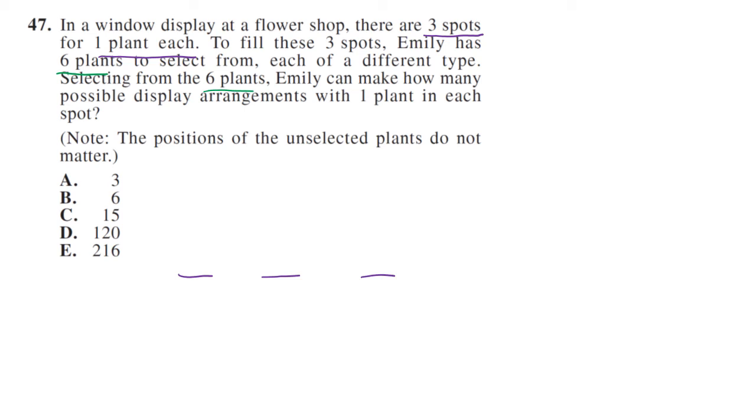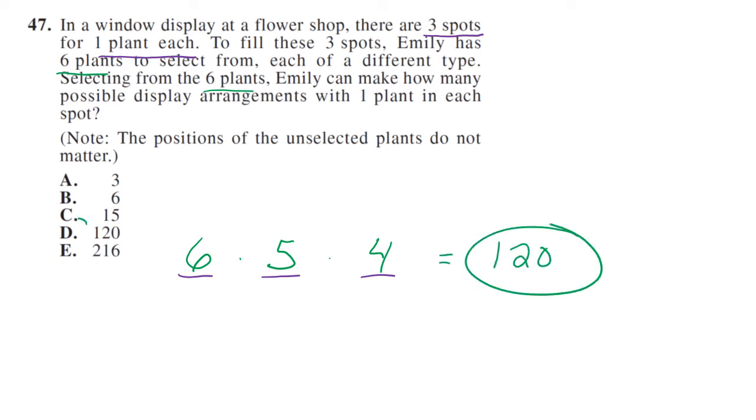So her first spot she has to choose from, she has 6 choices. She's already used 1, so now she only has 5 choices, and then she has 4 choices left. And she doesn't have any more spots, so it's just 6 times 5 times 4, and that is 120. Choice D.